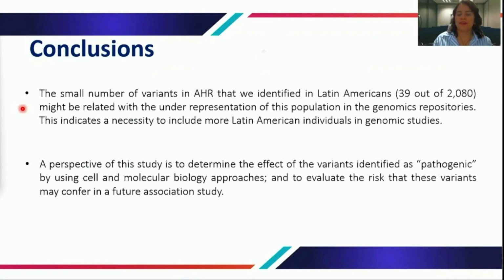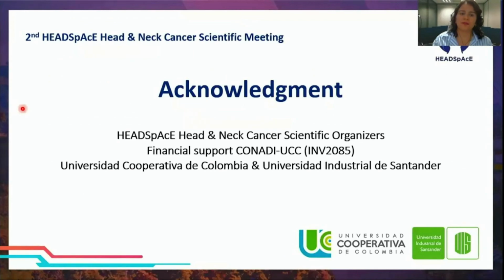The small number of variants in AHR that we identified in Latin Americans, 39 out of 280, might be related to the underrepresentation of this population in the genomics repositories. This indicates a necessity to include more Latin American individuals in genomics studies. A perspective of this study is to determine the effect of the variants identified as pathogenic by using cell and molecular biology approaches, and to evaluate the risk that these variants may confer in a future association study.